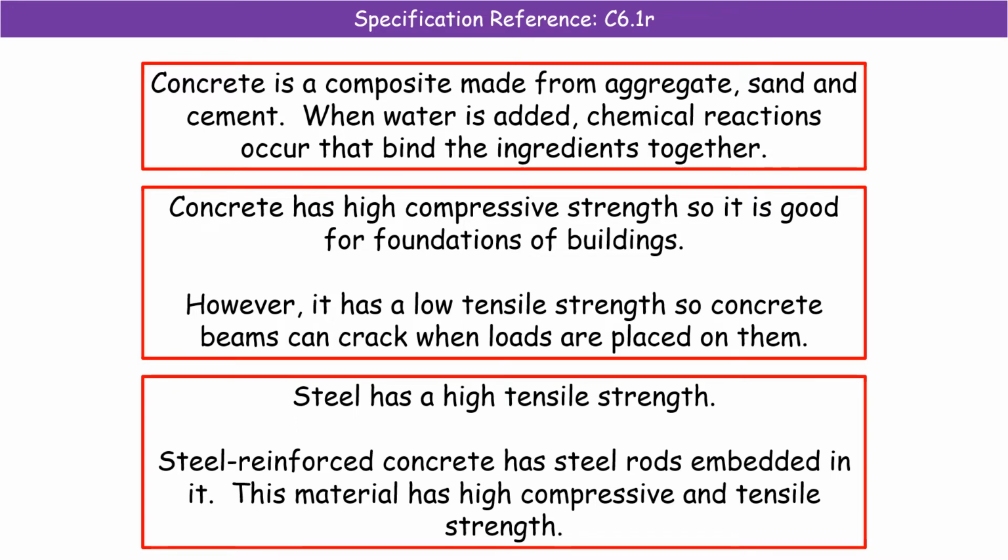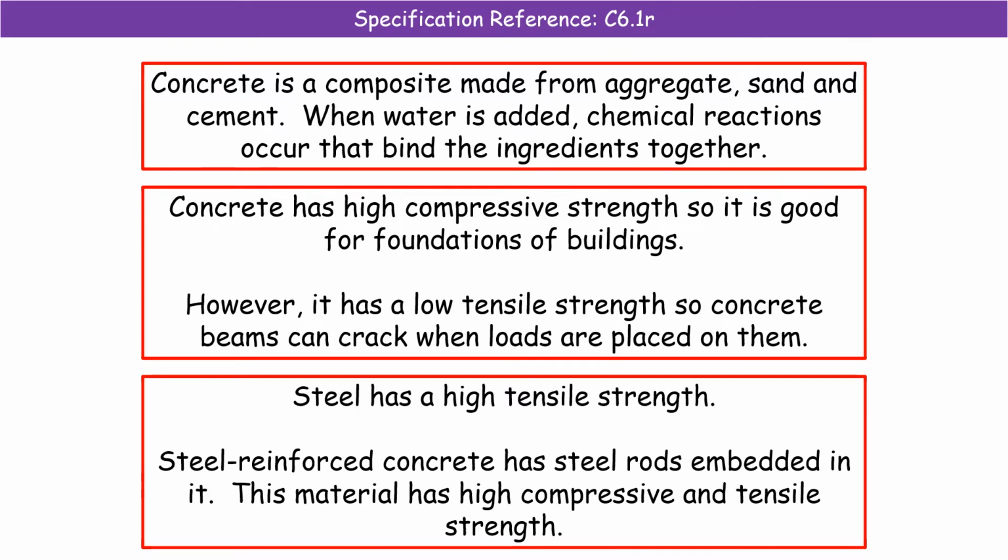However, it does not have great tensile strength. So if we were to build beams out of concrete, they would crack when we place loads on them. And that's not great if we're thinking about the 2nd or 3rd story of a building. You don't want the concrete beams cracking. Another material is steel. That's got a high tensile strength, so it can withstand quite significant loads being placed on it. But steel on its own is not great in terms of its compressive strength, and it's also prone to rusting, as we established earlier.